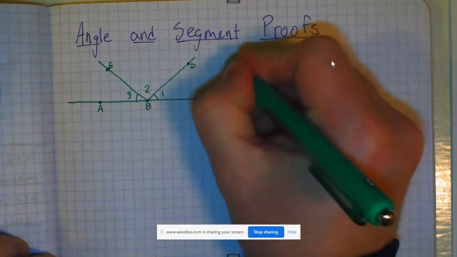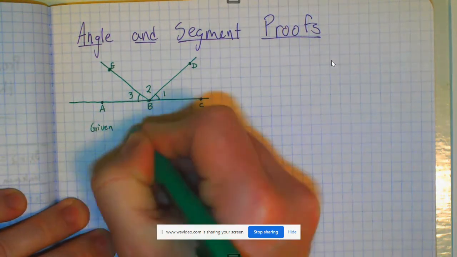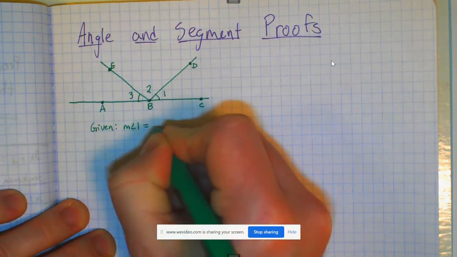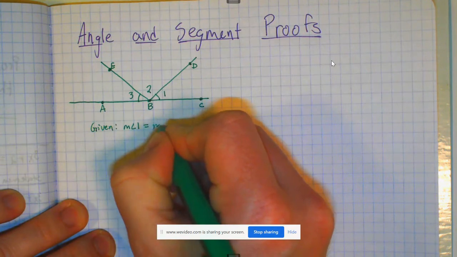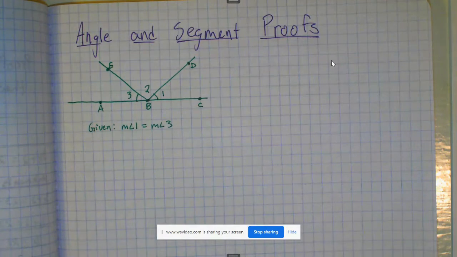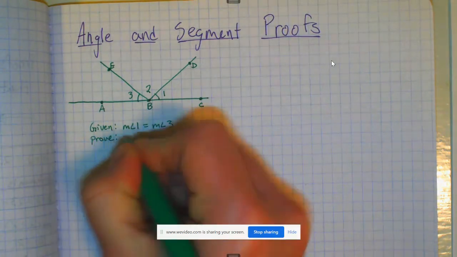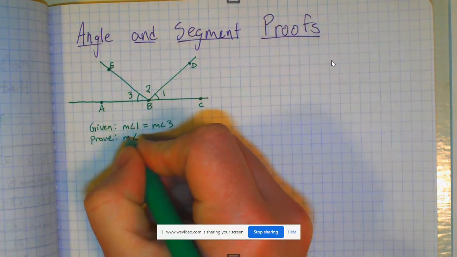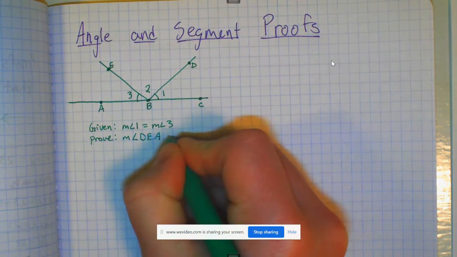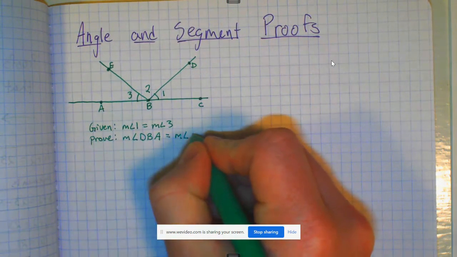This is what it says. Given that the measure of angle 1 equals the measure of angle 3, and they note here that those two have the same measure, we want to prove that the measure of angle DBA equals the measure of angle EBC.